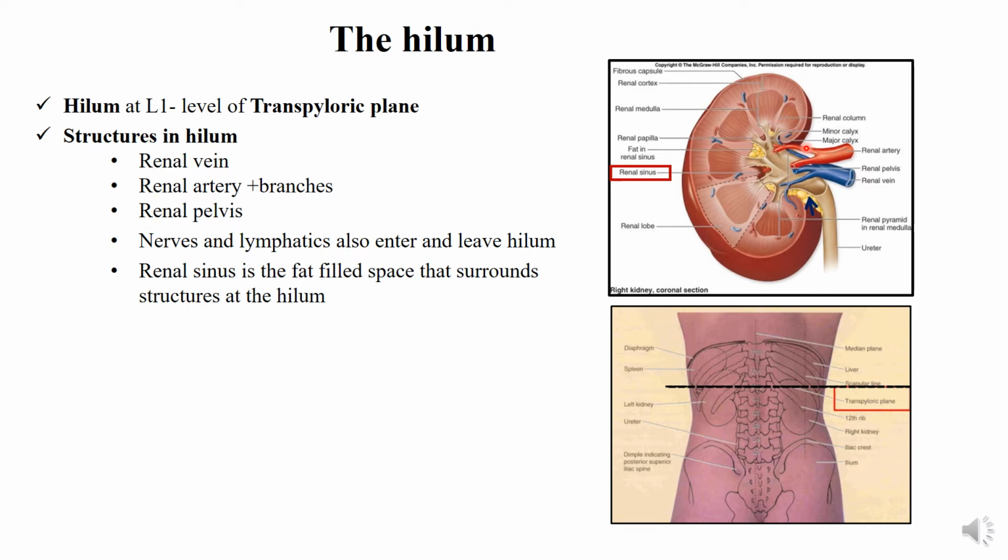One more thing I want you to know at this place is what is called the renal sinus. Once we have all these structures coming into the kidney and leaving the kidney, there will be spaces in between, and these spaces will be filled with fat. These fat-filled spaces that are surrounding structures at the hilum, we call the renal sinus.